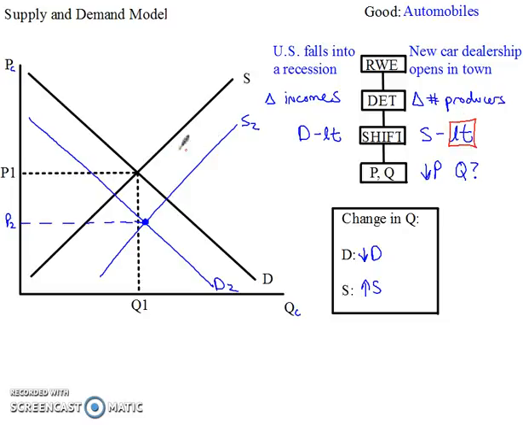I showed it shifting to the right, but I wrote left. So let's just correct that. That should be that the supply curve shifted to the right because there's more producers. The supply curve shifts out to the right. That causes increased supply. There's a decrease in demand. Prices go down. Quantity is indeterminate.